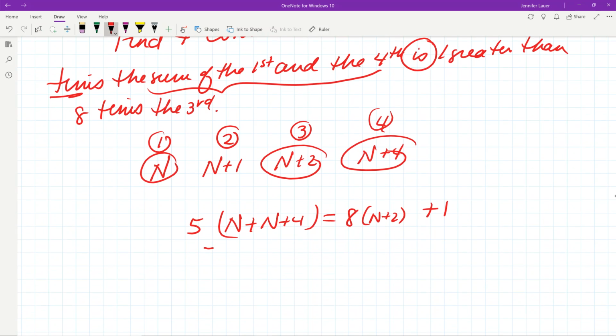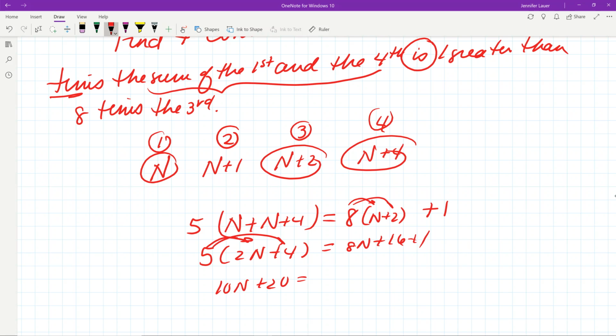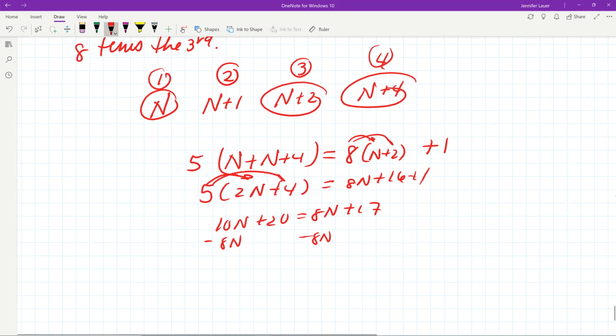Hard part is over. Now it's just good old-fashioned algebra. 10n plus 20 is equal to 8n plus 17. I'm going to subtract 8n from both sides. That's going to be 2n. And then 20, subtract 20 from both. That is not looking right.